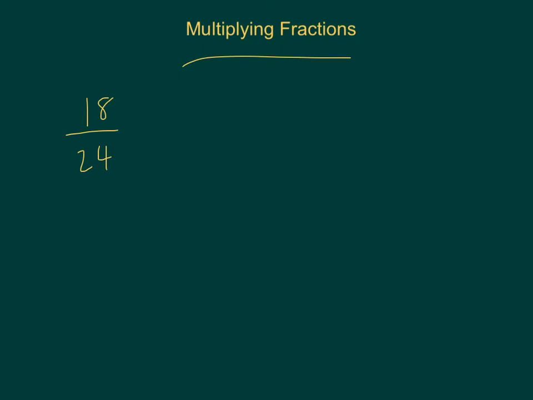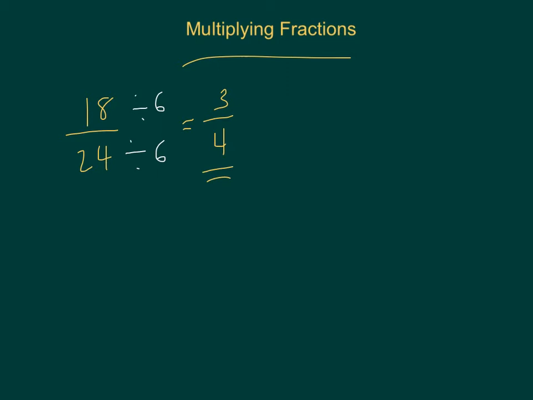So let's take 18/24, for example. We've learned from our previous video on simplifying fractions that all we're going to do is divide top and bottom by the greatest common factor. And the greatest common factor that goes into 18 and 24 is 6. 18 divided by 6 is 3. 24 divided by 6 is 4. So 18/24 is most simply written or expressed as 3/4.